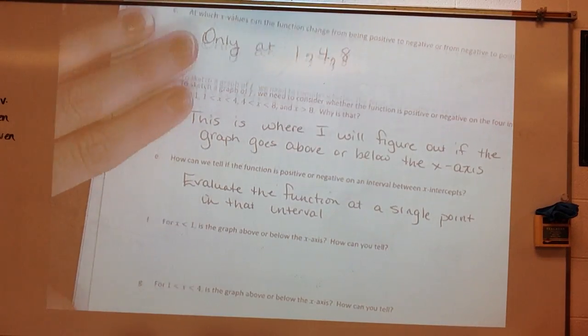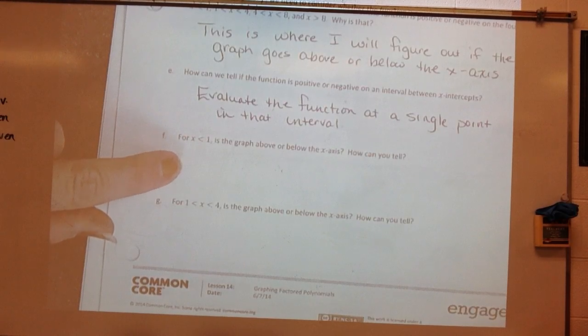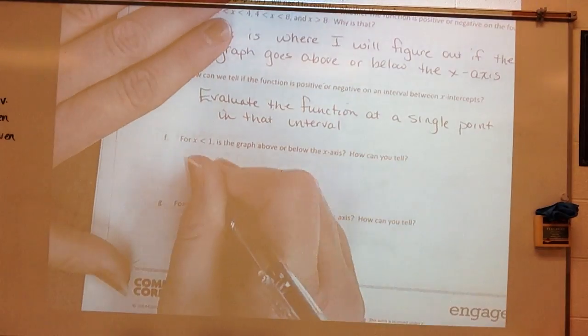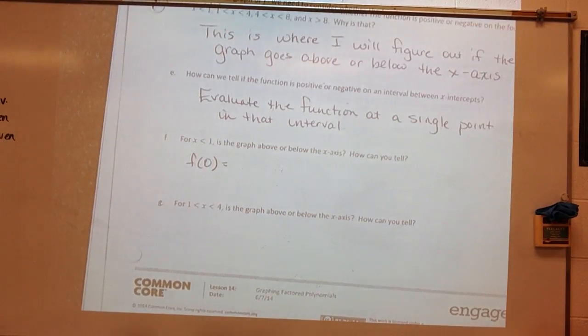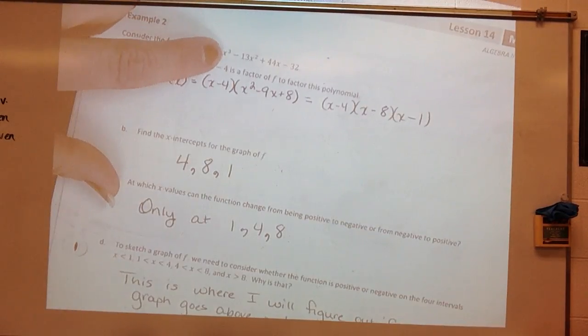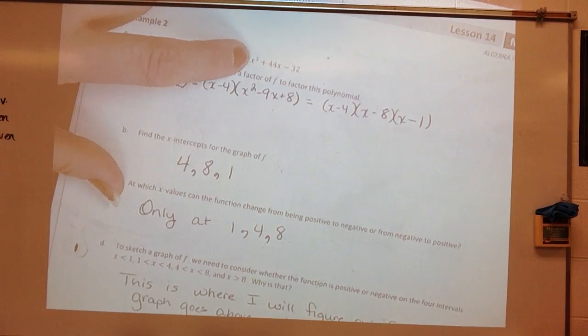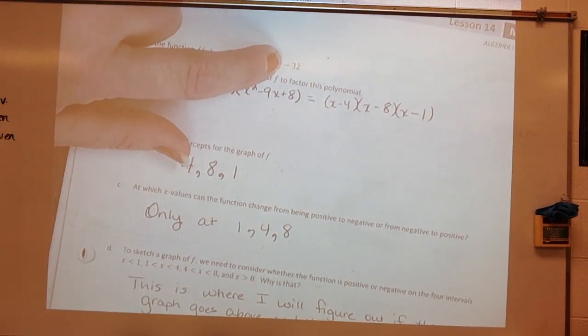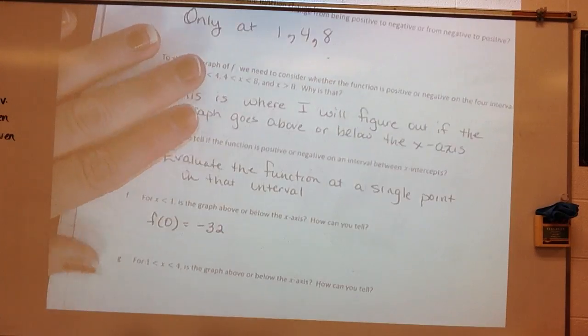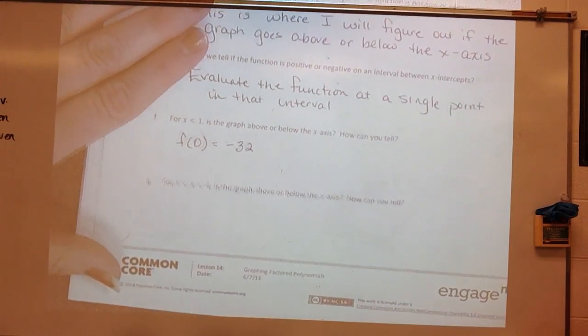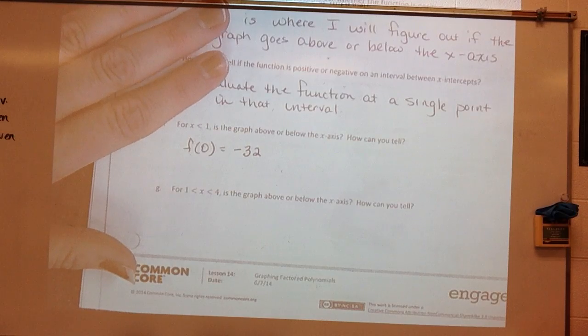For x is less than 1, is the graph above or below the x-axis? How can you tell? All right, so if I put in f of 0, if I let x equal 0 and plug it in, I get 0 minus 0 plus 0 minus 32. So if x is 0, y would be negative 32, so that means it is negative.